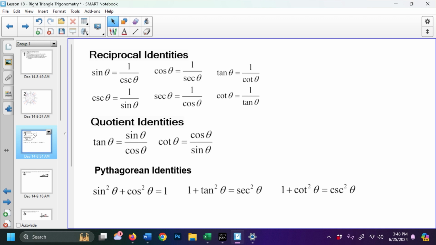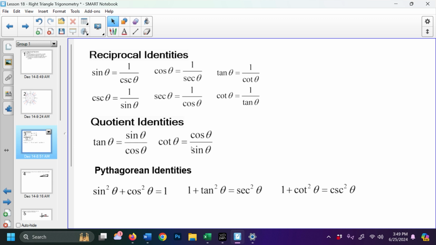First, the reciprocal identities, and we used this a little bit yesterday to help us solve a couple of the problems. Sine and cosecant are related as reciprocals of each other. Cosine and secant are related to each other by reciprocals, and tangent and cotangent. The quotient identities: tangent is the quotient of sine over cosine, and since cotangent is the reciprocal of tangent, the cotangent quotient identity is cosine over sine.